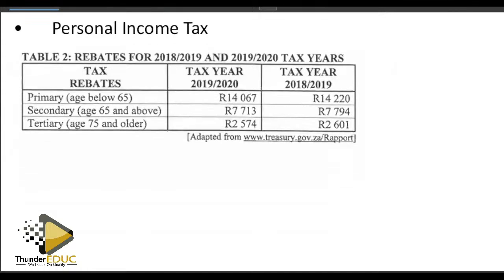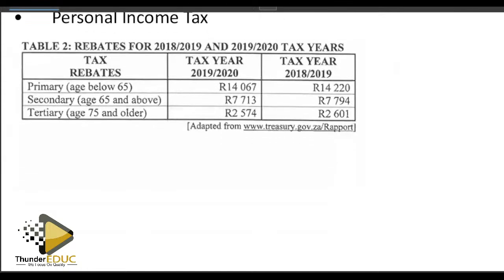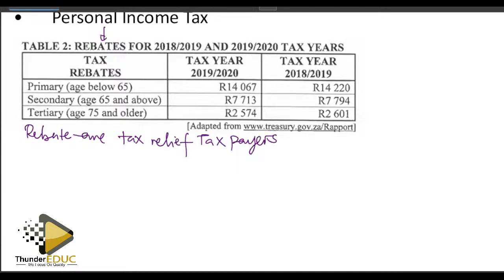All right, we're continuing and we are checking on the other part. We are still looking at personal income, but now we are looking at the section for rebates. What are rebates? We said rebates are tax reliefs given to taxpayers. A relief is like it reduces you off a burden.